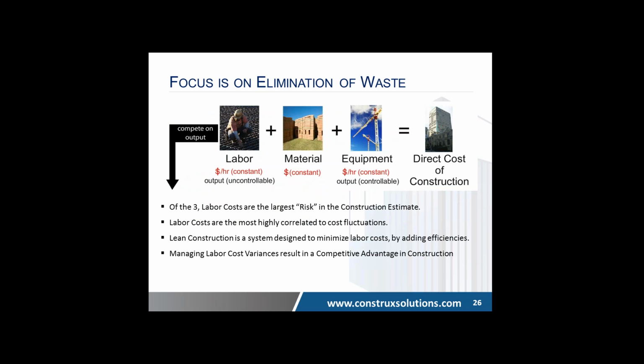Like lean manufacturing, this focuses on the elimination of waste. Generally speaking, the direct cost of construction obviously comes from the amount of labor installing a certain amount of material, utilizing equipment. Material, generally speaking, is somewhat constant, unless there's some sort of market event that causes things to increase, or delays ultimately result in an increase in material costs.